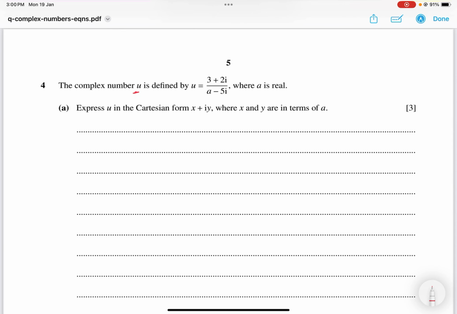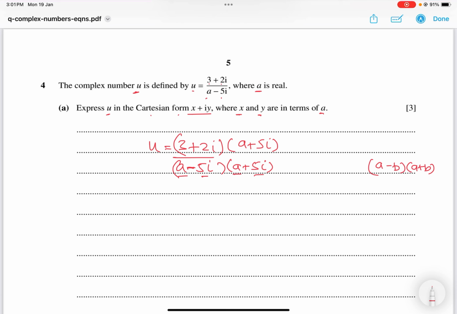Complex number u is defined by u equals (3 plus 2i) upon (a minus 5i), where a is real. Express u in Cartesian form x plus iy, where x and y are in terms of a. Very simple, we know u equals (3 plus 2i) upon (a minus 5i), right? Now what we will do over here is the same process which we have done in the previous question. If minus is over here, we will multiply by positive. So (a plus 5i), again (a minus b)(a plus b) equals a square minus b square.